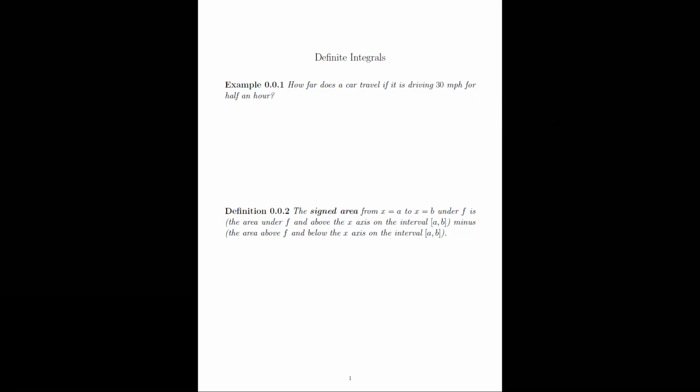Today we're going to talk about definite integrals. Before we define what a definite integral is, let's do some thinking about a related concept. So let's start with an example that might feel really easy.